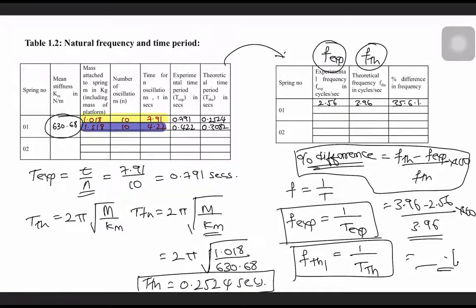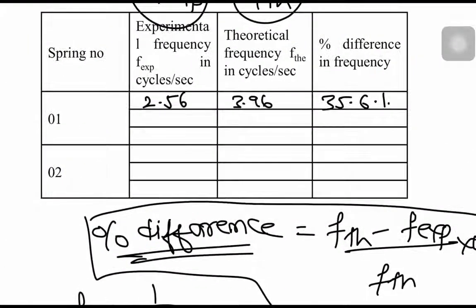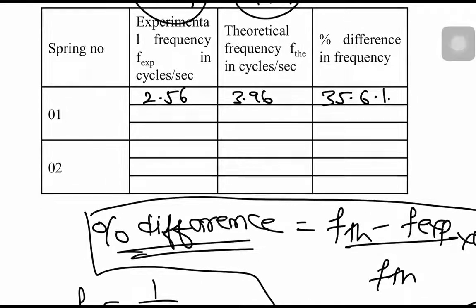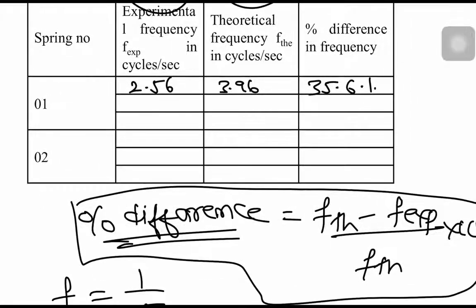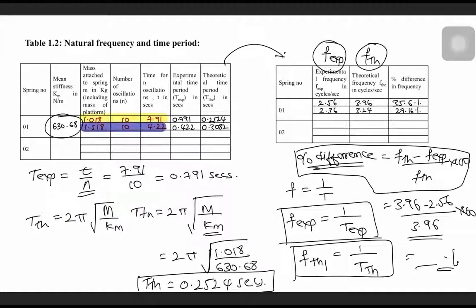You can carry out the same thing for the other reading also, which is marked in blue color here. You'll get an experimental frequency of 2.36 hertz and a theoretical frequency of 3.24, with an error percentage of 27.16%. So this completes the overall calculation of your experiment number 1.